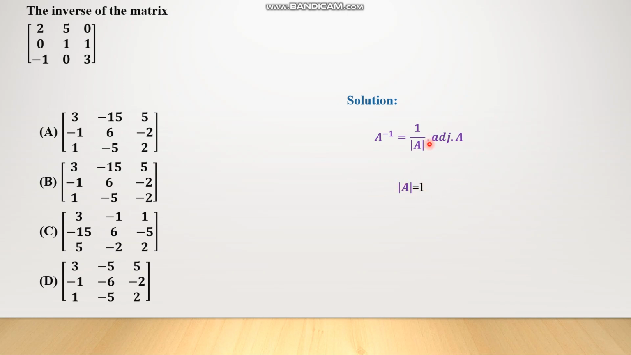Now, all things depend on adjoint of A. See, adjoint of A can be found in two ways. One, there is a direct method, and there is a shortcut also. I have done a video on the shortcut of adjoint of A, and the link will be in the I button. You can click it and see that video. Now, I am not going to discuss that. What about the direct method?